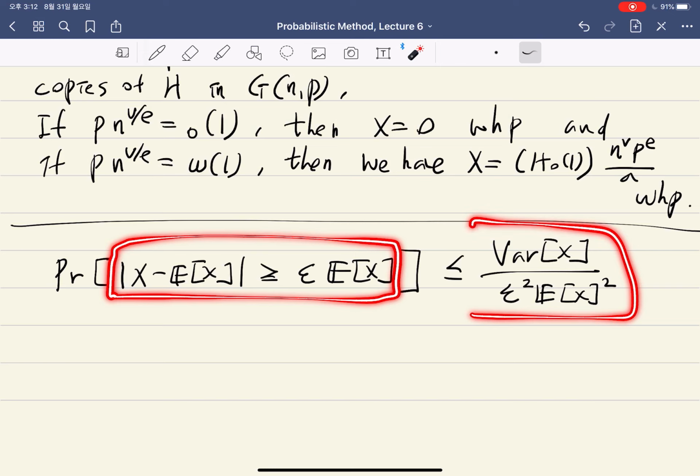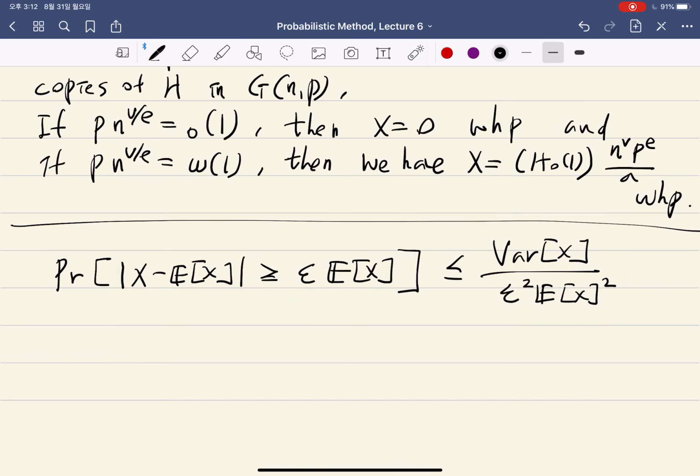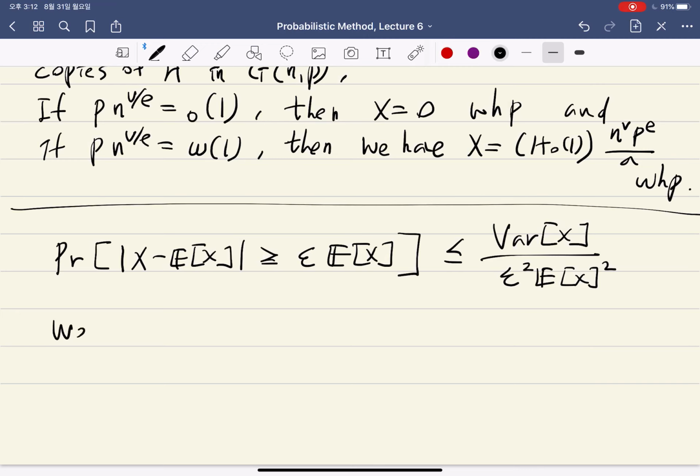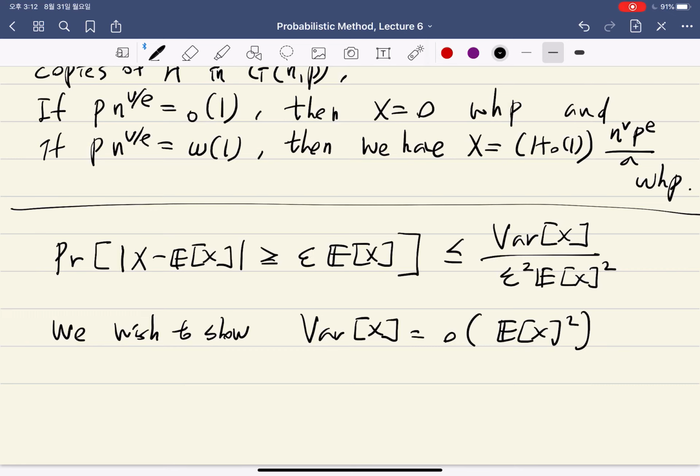For that, we need to show that this goes to 0. So we wish to show that this variance is little o of the expectation squared. If this decays much faster than the expectation squared, then we can make sure that this is smaller than what we want. So for the second statement, we will show this and then apply Chebyshev to conclude.